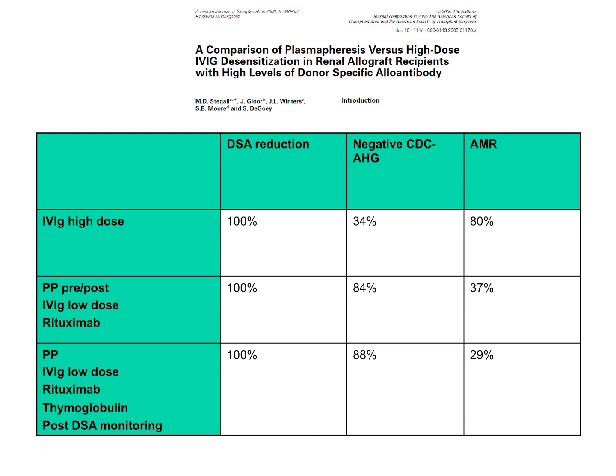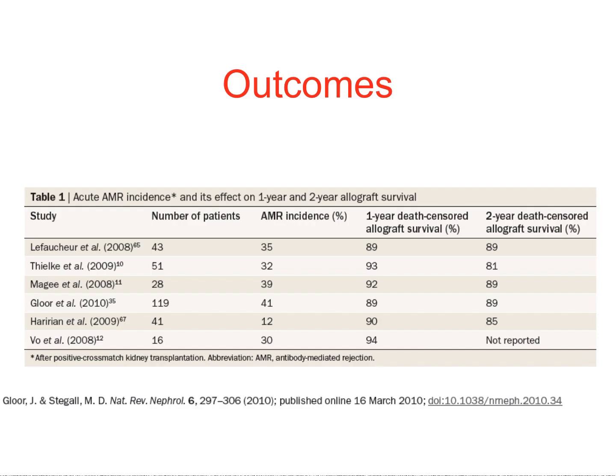So not many randomized controlled trials, but this is the Mayo Clinic effort to compare their results over different eras. So again, if you just give high-dose IVIG, you get DSA reduction, you get a proportion of patients, but not that high, to a negative cross-match, but you get a very high antibody-mediated rejection. At the other end of the spectrum, if you combine plasmapheresis, low-dose IVIG, rituximab, thymoglobulin induction, so that's very potent induction, and then aggressive antibody monitoring, you get up to CDC negative cross-match rates of 88%, but still an appreciable antibody-mediated rejection rate.